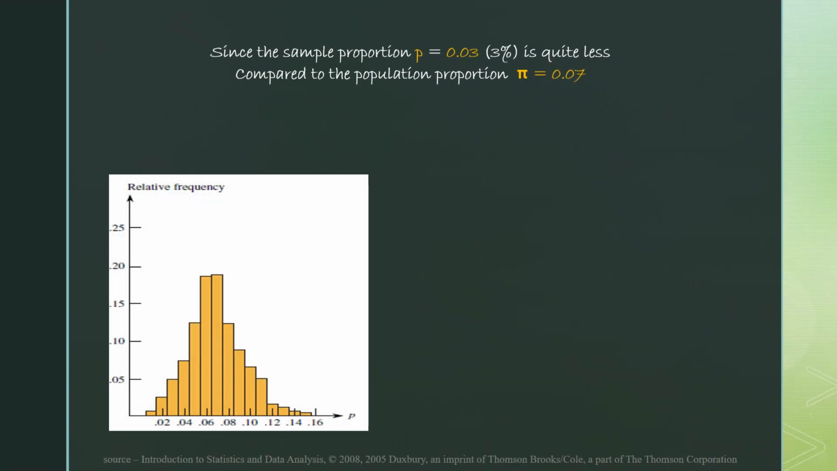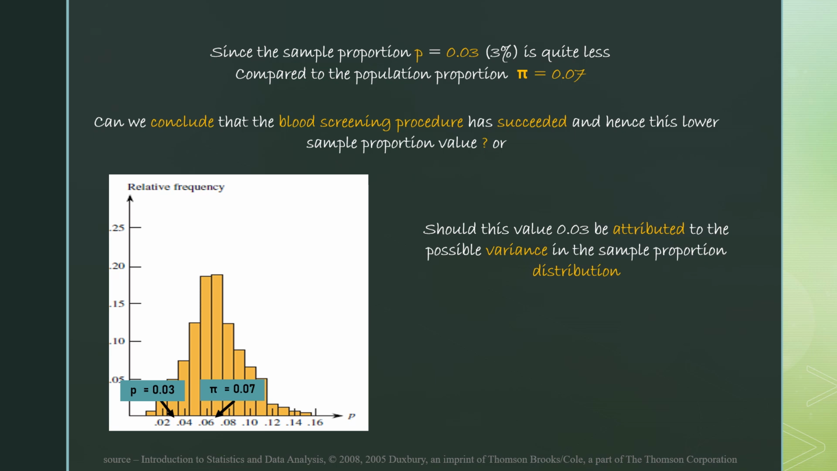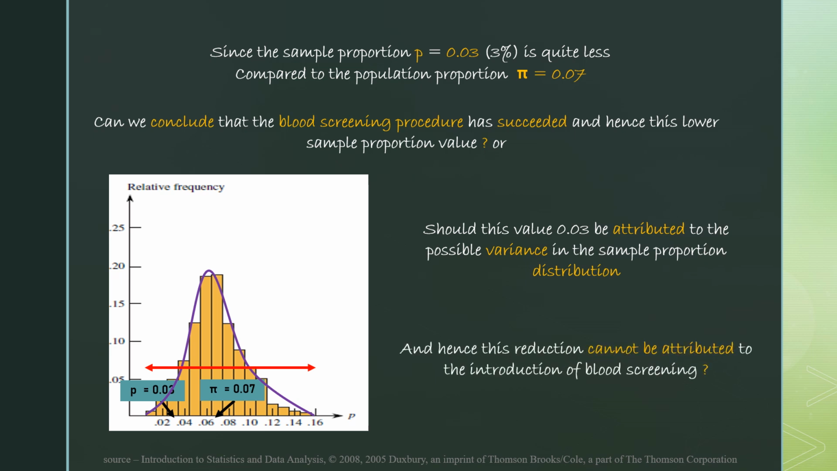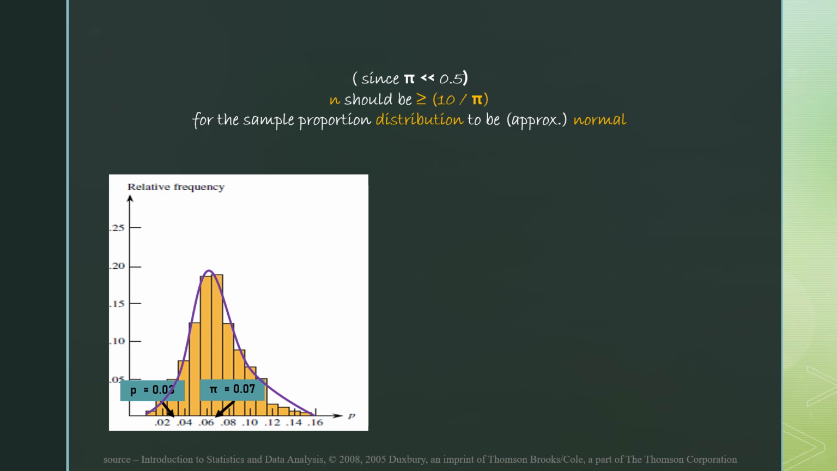Since the sample proportion P equals 0.03, which is 3%, is quite less compared to the population proportion pi, which is 0.07, can we conclude that the blood screening procedure has succeeded and hence this lower sample proportion value? Or should this value 0.03 be attributed to the possible variance in the sample proportion distribution, and hence this reduction cannot be attributed to the introduction of blood screening? Let's conclude this analytically based on the sample proportion understanding we developed so far.